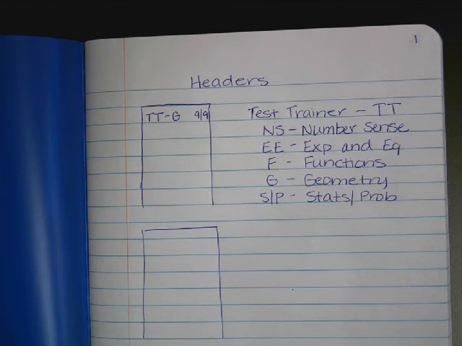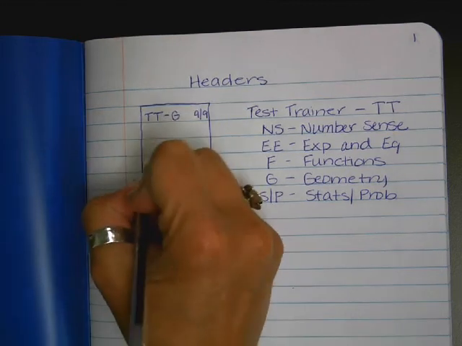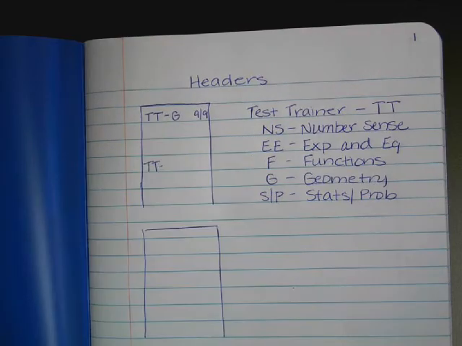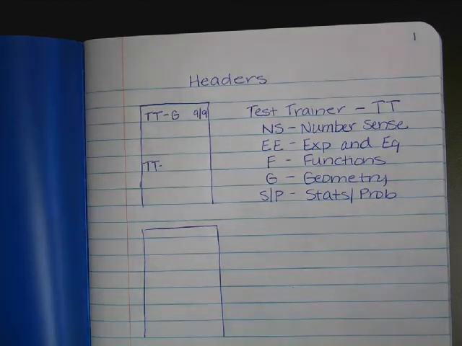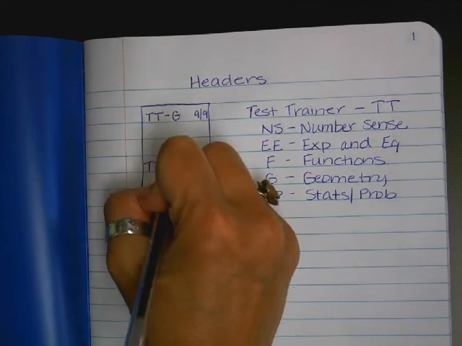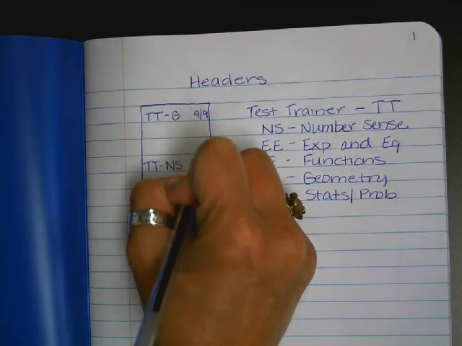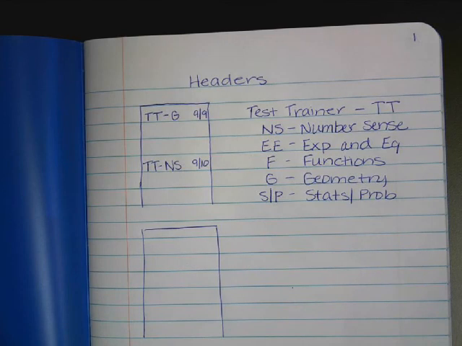Whatever day it was on test trainer, you didn't have to show a lot of work. You didn't really have to do a lot, and you only used a little bit. Well, then the next day you can just go over here, just drop down, test trainer. Maybe it was number sense for the next day. So you can just kind of keep a running tally.